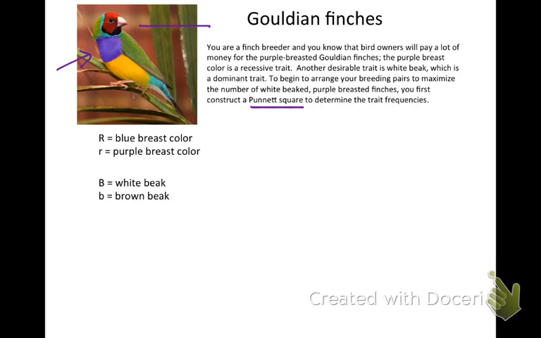So we start with the knowledge that breast color, the purple breast color, is a recessive trait, and that's little r. If you have the dominant allele, which is capital R, then you're going to have a blue breast. The white beak is a dominant trait, so it's capital B. If you have the recessive allele, you'll have a brown beak.